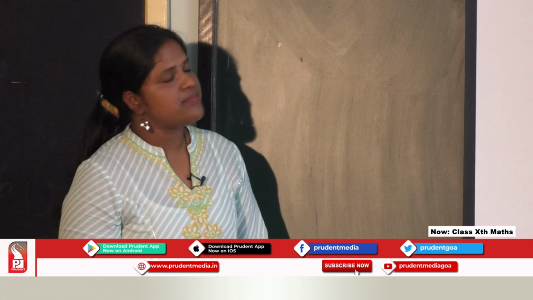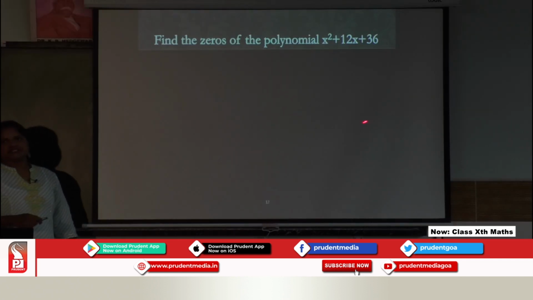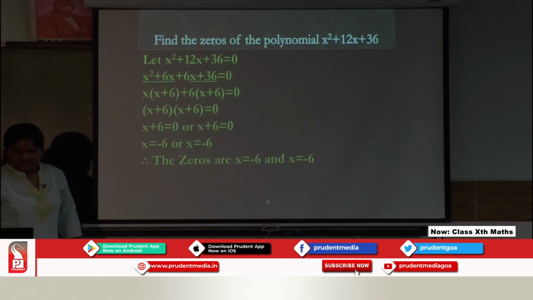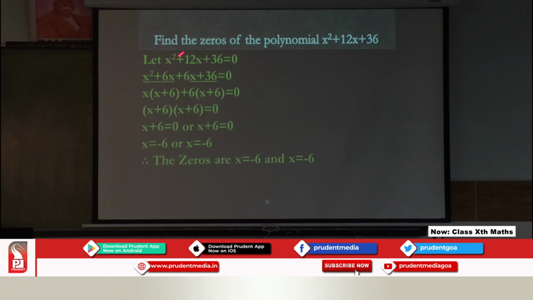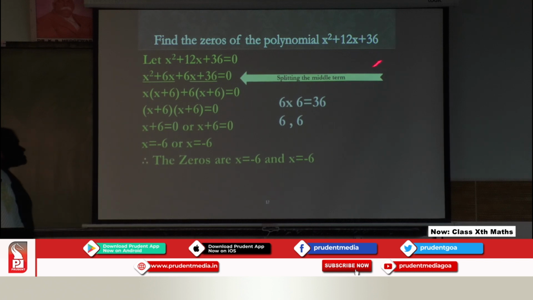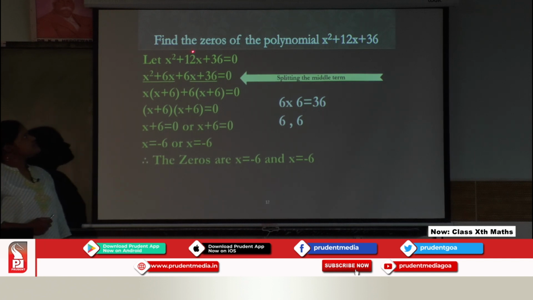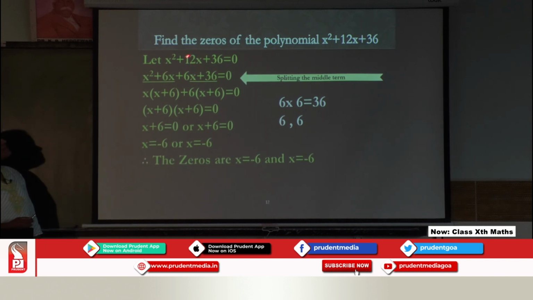Let us have a look at one more example of the same type where all 3 terms are given, but here all these 3 terms are positive. This is the solution. Let x square plus 12x plus 36 is equal to 0. Again we are supposed to find the factors of 1 into 36, that is 36, such that I get 12. Which factors of 36 will give me the middle term 12? 6 multiplied by 6 is 36, and 6 and 6 will give me 12. So what do I do? In place of 12 I write 6 and 6.